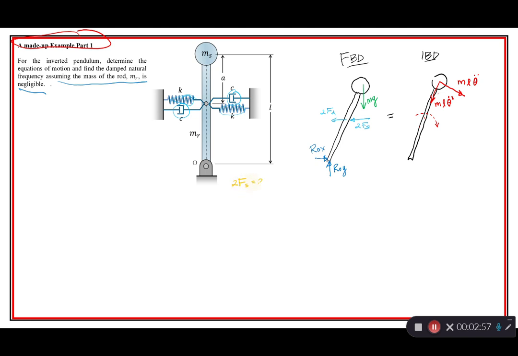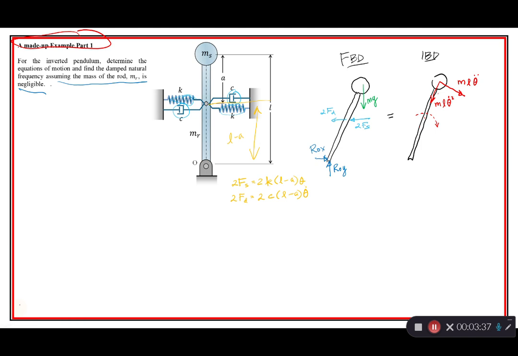Things to know. We know over here that the force of the spring is going to be 2 times k times the distance. And so this is just a little slight irritation when I didn't write out what this distance was going to be. I guess I could call it b, but let's keep it as I have it here. So it's going to be 2 times the stiffness times this length right here, which is L minus a, times theta. And then the 2 times the damping is going to be 2 times c times L minus a, times theta dot, because it's the velocity.